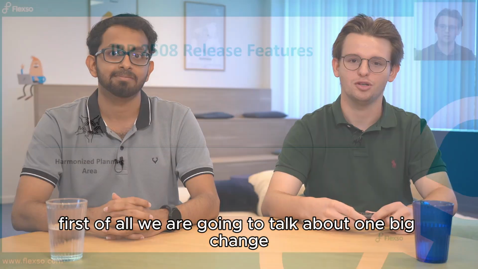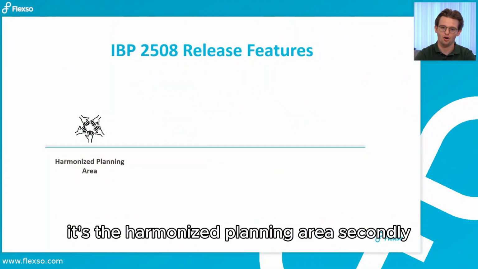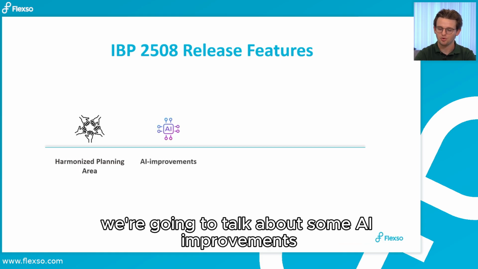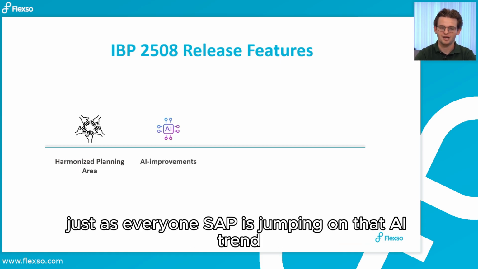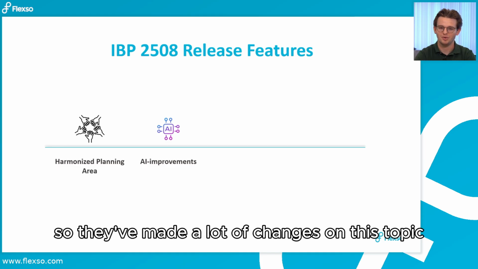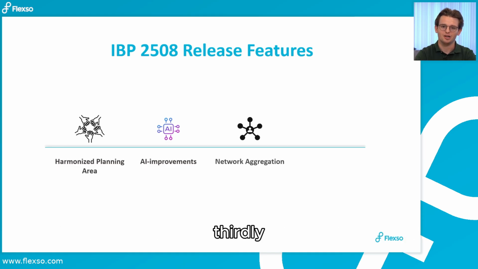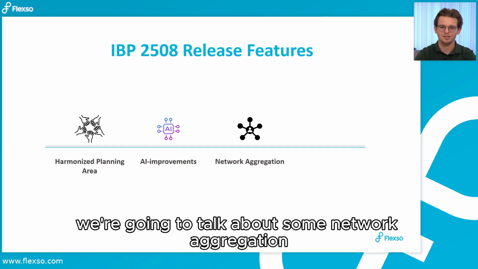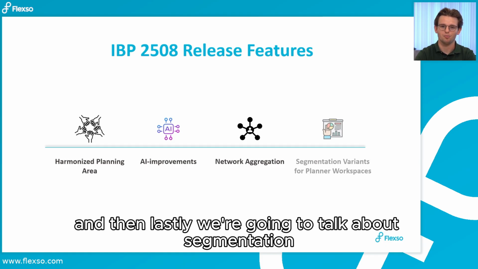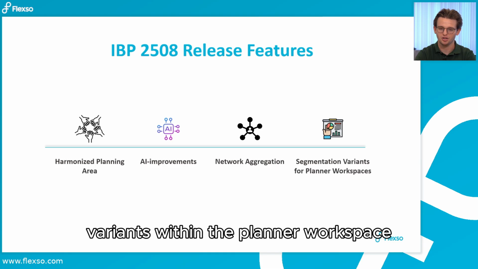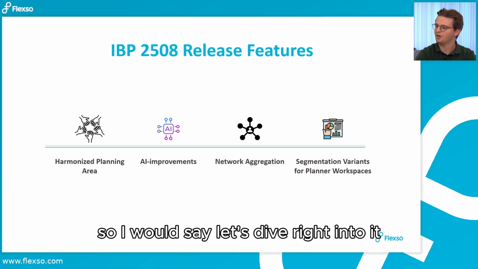First of all, we are going to talk about one big change. It's the harmonized planning area. Secondly, we're going to talk about some AI improvements. Just like everyone, SAP is jumping on that AI trend, so they've made a lot of changes on this topic. Thirdly, we're going to talk about some network aggregation. And then lastly, we're going to talk about segmentation variants within the planner workspace. So I would say let's dive right into it.